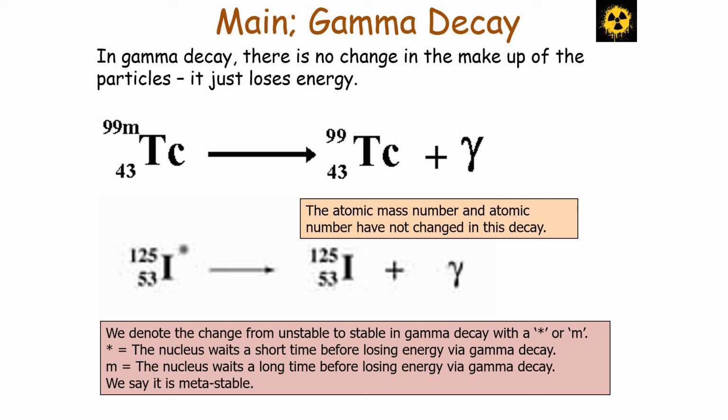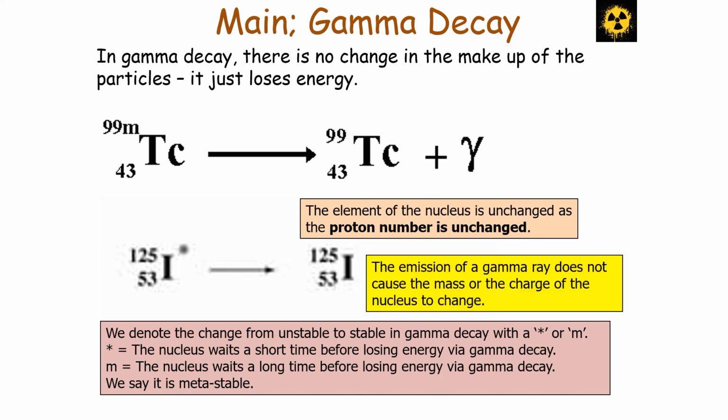So we can have 2 types of unstable nuclei that can undergo gamma emission. If it has a star, it means the nucleus has to wait a short time before losing its energy via gamma decay, whilst if it has an M symbol next to it, it means the nucleus waits a relatively long time before losing energy via gamma decay. At that point we say it's metastable. But remember, in both instances, the atomic mass number and the atomic number have not changed for the nucleus. So the element of the nucleus is unchanged as the proton number is unchanged. Therefore the emission of a gamma ray does not cause the mass or the charge of the nucleus to change.